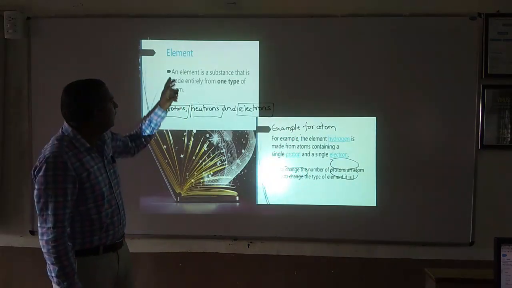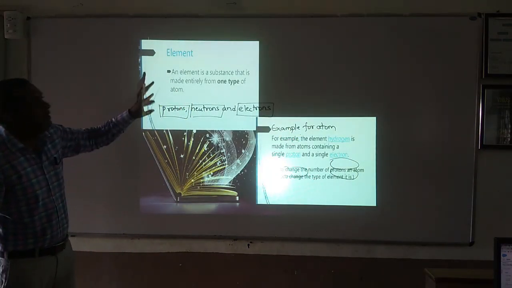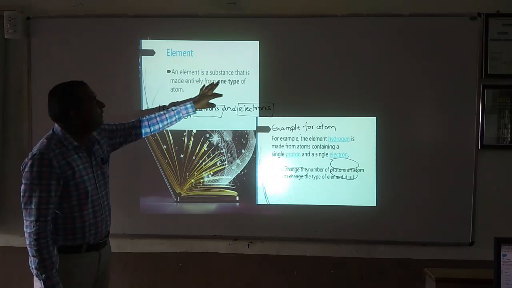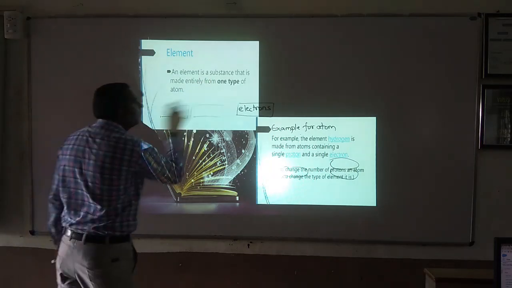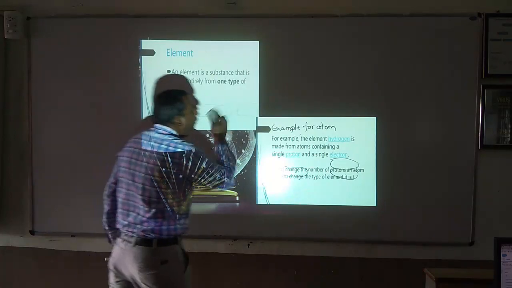Next, what is an element? An element is a substance that is made up of one type of atom.